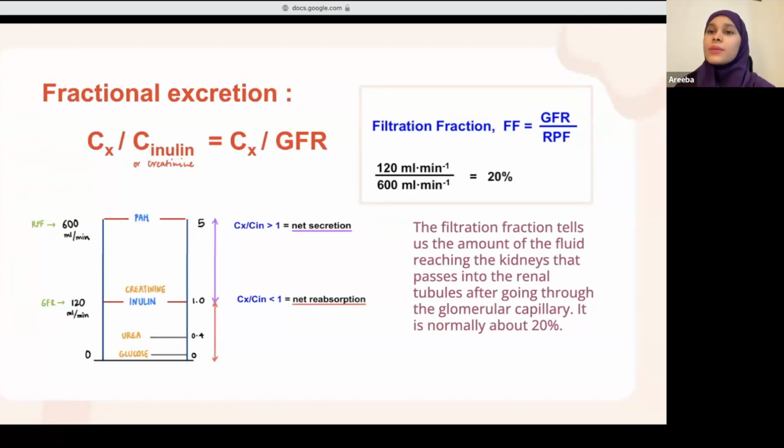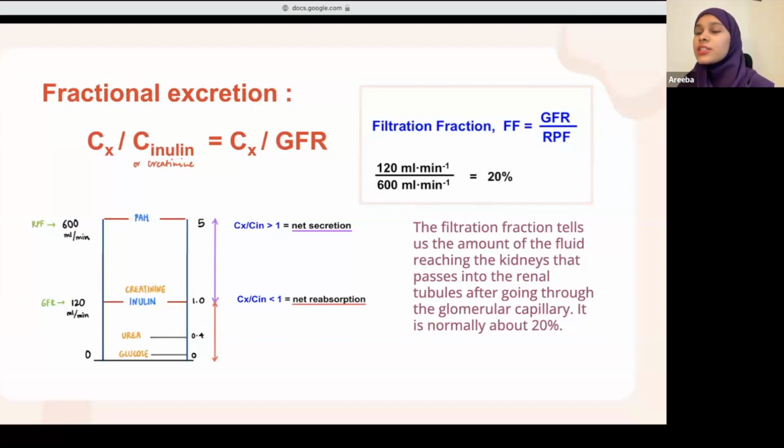So if we have any substance that is being secreted more, so like we said, we have clearance of inulin or creatinine, right? And if the substance is being secreted from the peritubular capillaries into the tubules, it's being cleared more. So it's going to have a higher value than 1. And if it's being reabsorbed from the tubules, there's net reabsorption. That's what we use fractional excretion for.